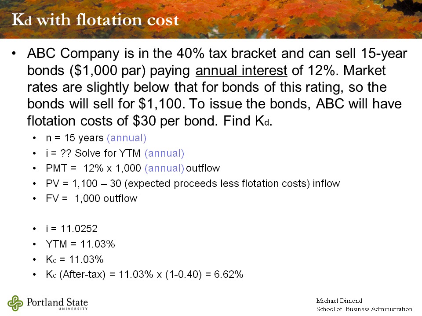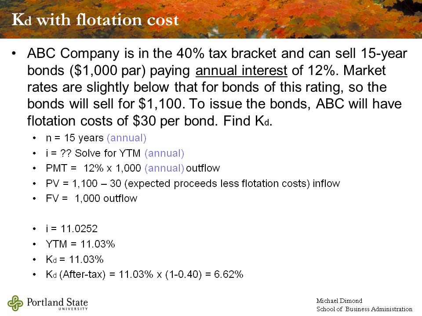So the cash inflow that the company is going to get from this is going to be the price the investors are willing to pay for these bonds, $1,100. But we're going to have to take those flotation costs out of there because the company isn't going to receive those. This is going to go to the investment banks, the lawyers, and the other parties who are putting these bonds together. So the money that's actually going to be realized from the company is going to be $1,070. That's going to be the PV that we put into our problem.